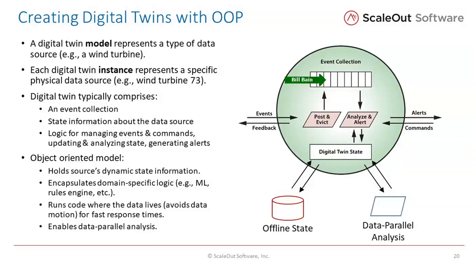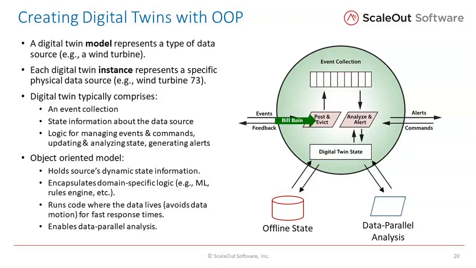Doing time windowing with digital twins is completely straightforward. It does not require an Apache Beam style pipeline to do time windowing. But that's a subject of another talk. So this digital twin encapsulates not only state, but also code, user-defined code for analyzing events, for perhaps posting and evicting them from event collections, and the time windowing library would perform this function here.